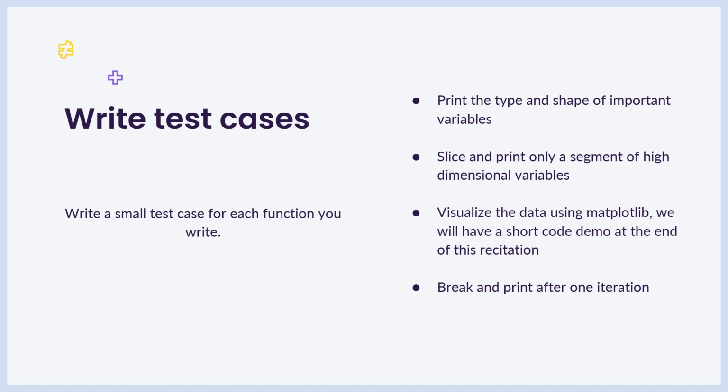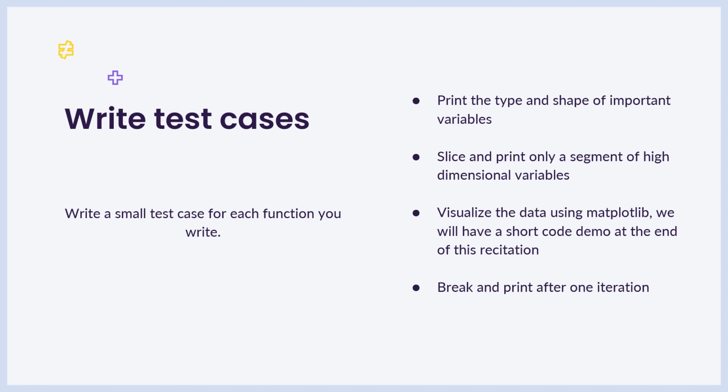We initially give some high-level test cases for homework 1 and homework 2 so that it is easier to debug. However, you will still need to make your own test cases for different functions to test out their capabilities. Some good practices for writing your test cases are, first, printing the type and shape of the important variables to see whether your model is giving the correct dimensions and the correct type as well.